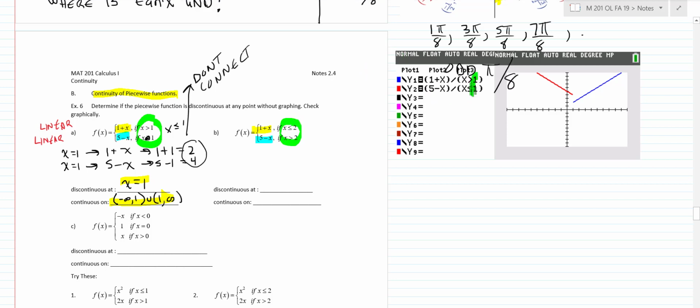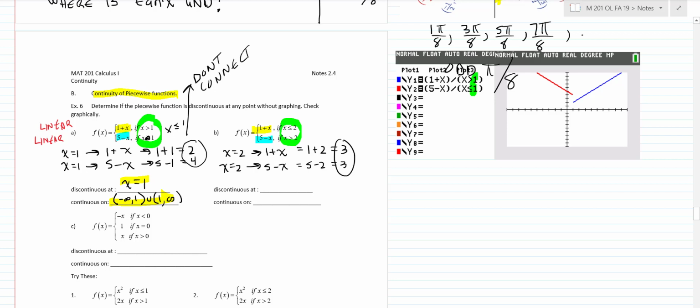When I graph this, I'm just going to need to change these two things right here. So again, what I do is this. I look at x equals 2. I plug into the top function. Okay, that's 1 plus 2 is equal to 3. And then I have x equals 2 again. I plug into 5 minus x. So this time I get 5 minus 2, I get 3.